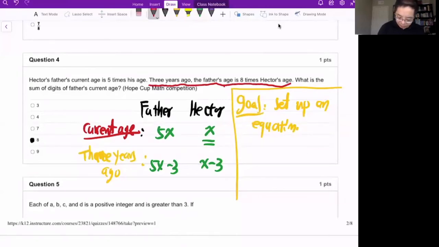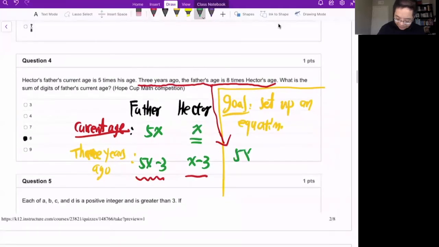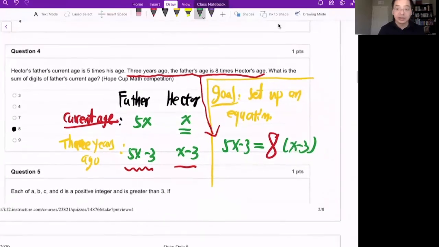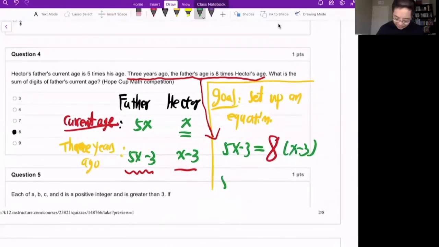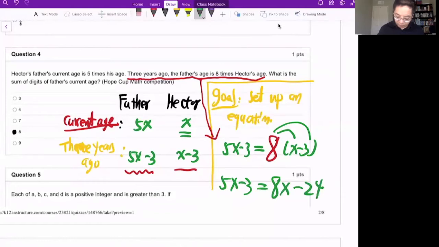Based on that, this is Hector's age 3 years ago, and this is the father's age 3 years ago. So we get 5x minus 3 equals 8 times Hector's age, so that's x minus 3. All right, so let's solve this equation. Here we have 8 times x and 8 times 3. We have 8x minus 24.